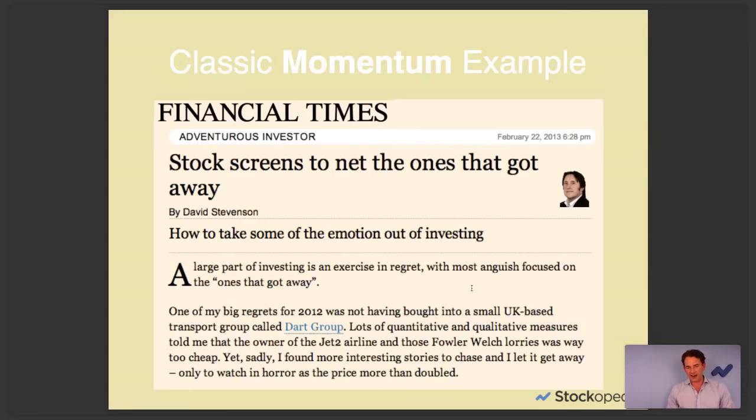One of my big regrets for 2012 was not having bought into a small UK-based transport group called Dart Group. Lots of quantitative and qualitative measures told me that the owner of the Jet2 airline, et cetera, was way too cheap. Yet sadly, I found more interesting stories to chase and I let it get away, only to watch in horror as the price more than doubled.